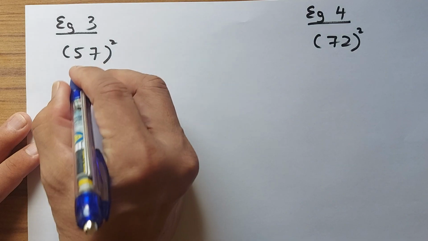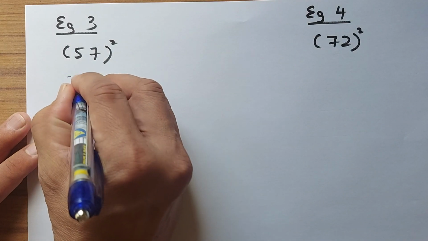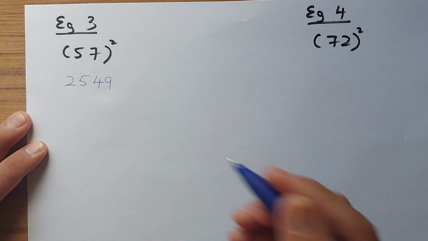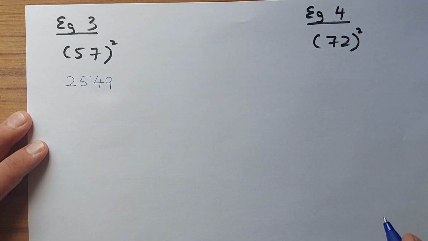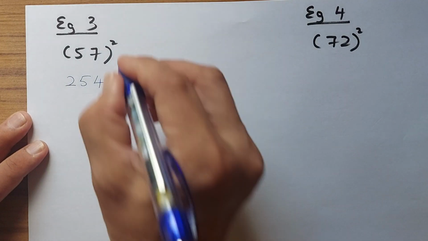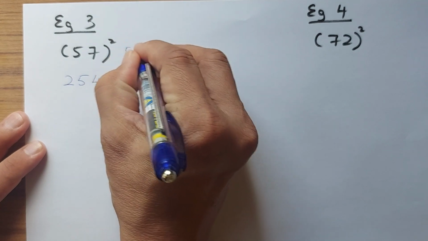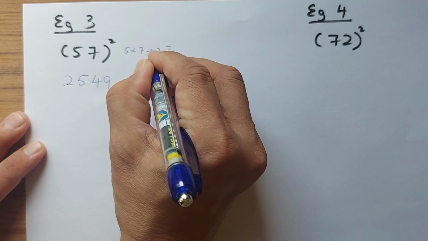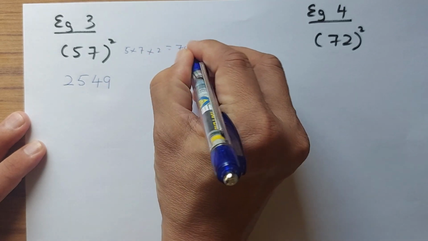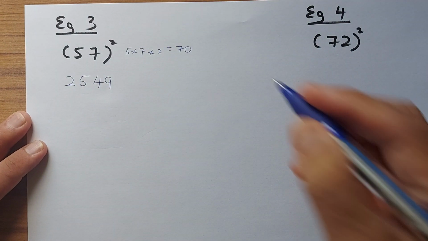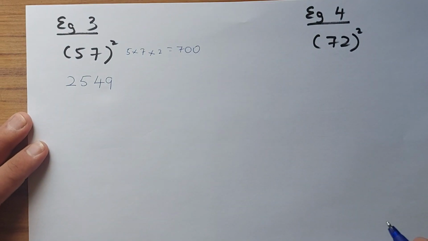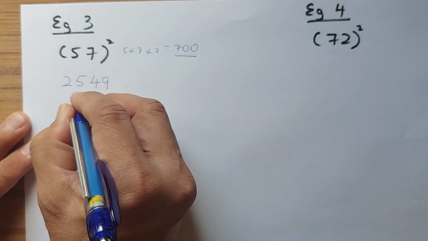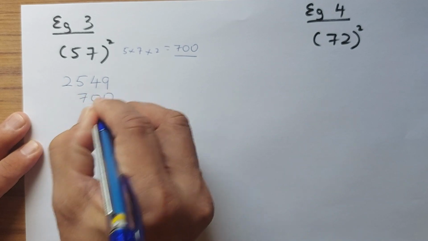57 squared, so 5 squared is going to be 25. 7 squared is going to be 49. The next step, multiply the number inside the bracket. So it's going to be 5 times 7 times 2. So 5 times 7 is 35 times 2 is going to be 70. And the next step, you're going to add a 0 to the answer, followed by adding the 700 to this equation. So 700 and add them up.